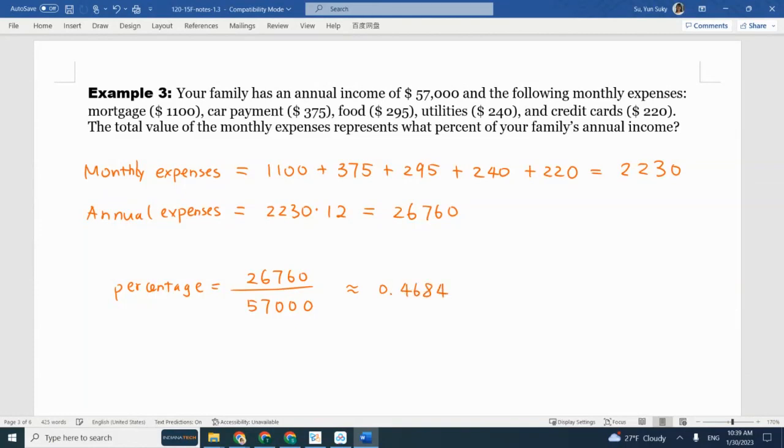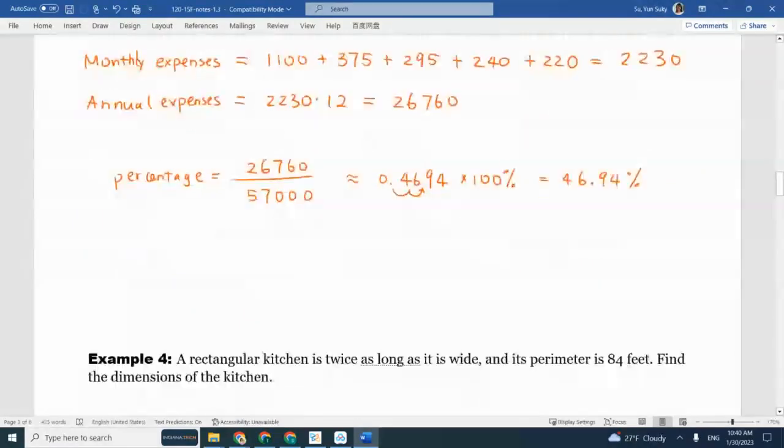0.4684. Right, everybody? Is it A4 or 94? It's 9? Okay, yeah. And we want to make it percentage. So percentage means we multiply by 100%. So you move this decimal point 2 digits. You get 46.94%. Is that okay, everybody? Yes. All right. Keep going.